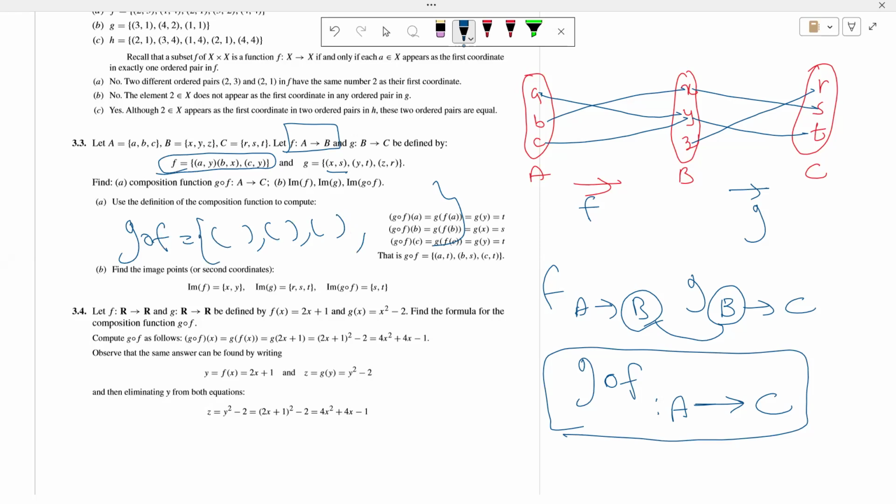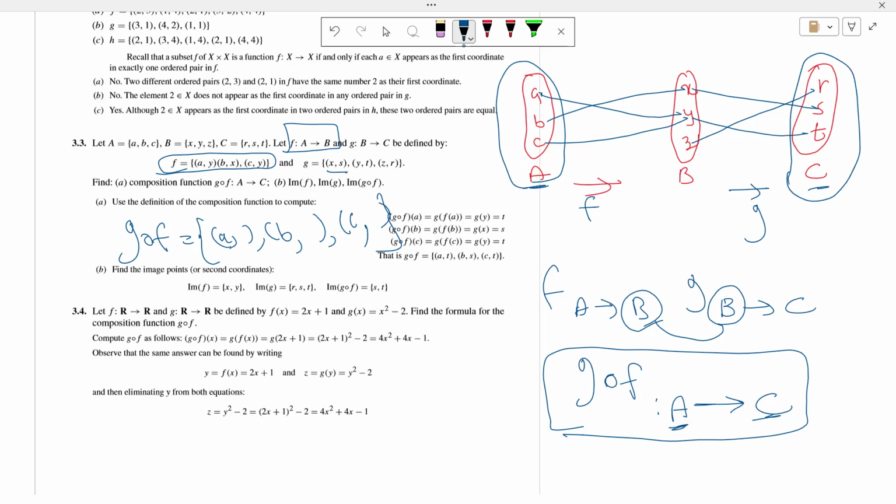First, g of f means there is a relation from A to C, right? First, you need to take the first domain element from A. So I can take A. Then the second domain element is B. The third domain element is C, right? Now I need to find out the codomain element from C. How can I find the codomain element?